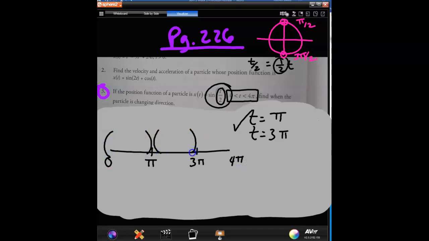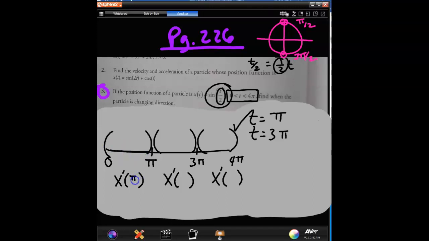So I have 3 intervals I want to look at. Okay, so I want to see what is x prime of t on this interval. I want to see what's x prime of t on this interval. And I want to see what's x prime of t on this interval. Because remember, if the derivative, which is the velocity, is negative on that interval, that means it's moving to the left. And if the derivative, which once again represents the velocity, is positive, that means the object's moving to the right. So let's pick a number between 0 and pi.